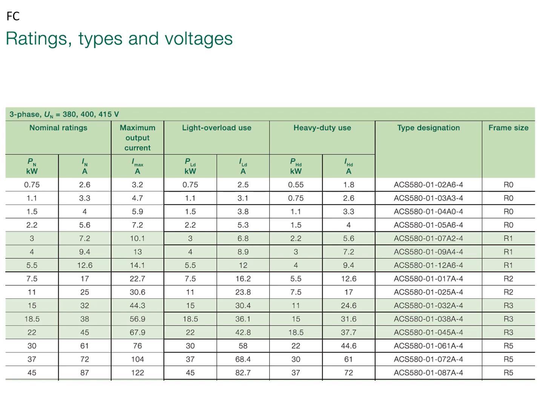Now another table from the same catalog, so you can see frame sizes are here. So you already know how the frame size, this letter combination, is related to the actual dimensions of the converter. That was the table on the previous slide. So what we had here for the inverters or converters: power, rated current, maximum current, and then we have two cases: light overload use and heavy duty use. So what is meant here?